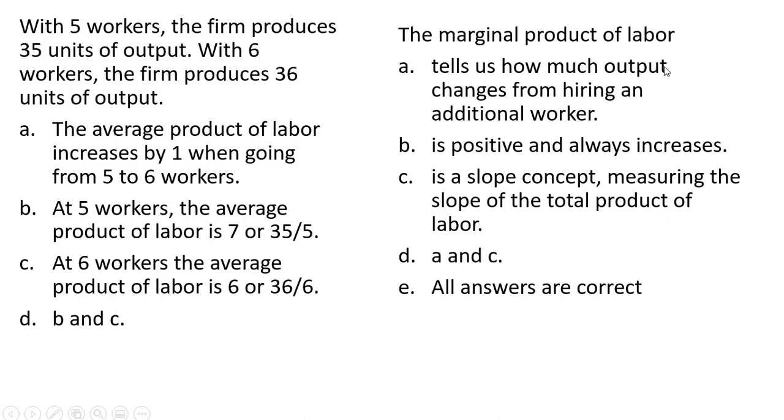The marginal product of labor tells us how much output changes from hiring an additional worker. That's true. B, is positive and always increases. That is false. C, is a slope concept, measuring the slope of the total product of labor. That is true. So the answer choice here is going to be D. A and C are correct. So marginal product, it can be 0, it could in fact be negative, and it could diminish. So answer B is incorrect.